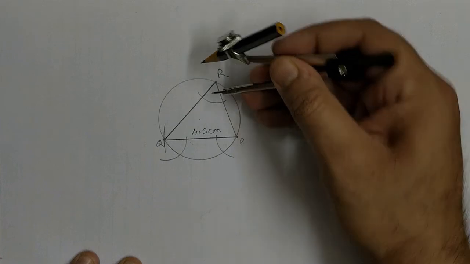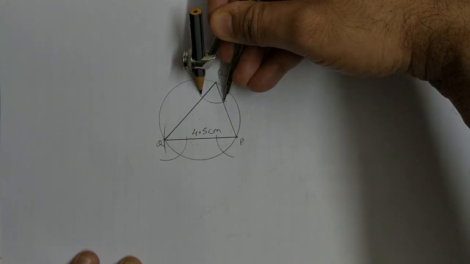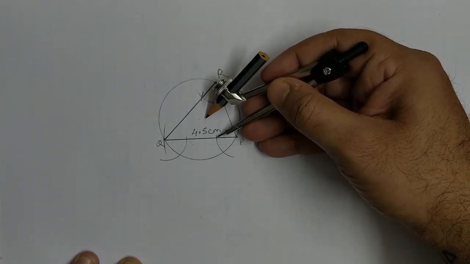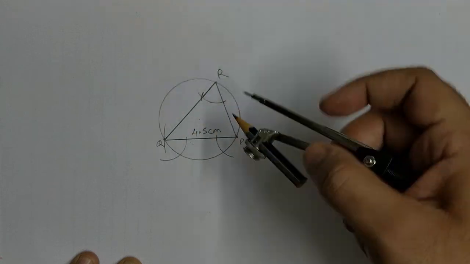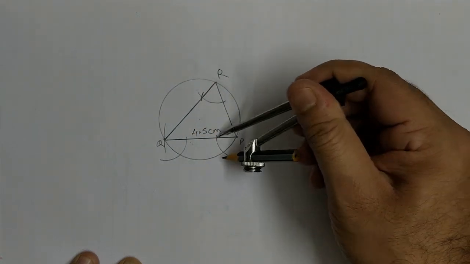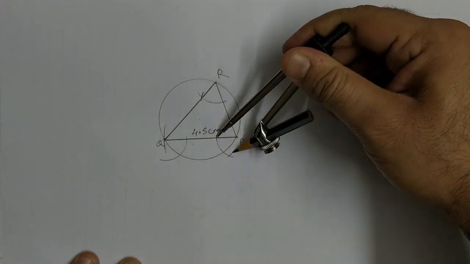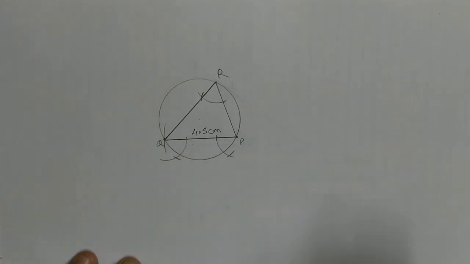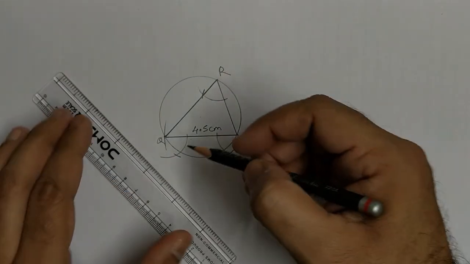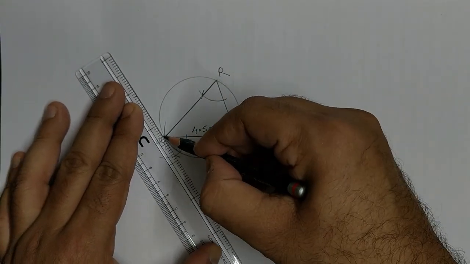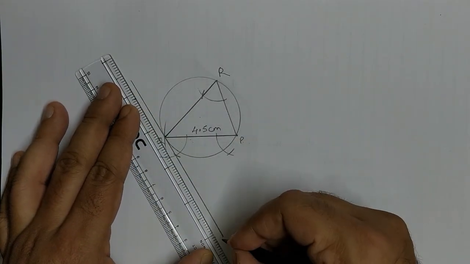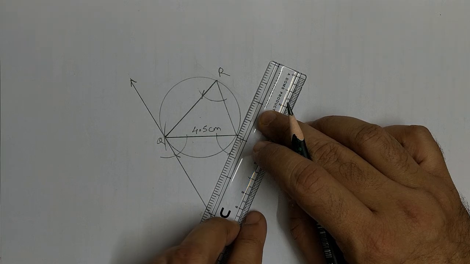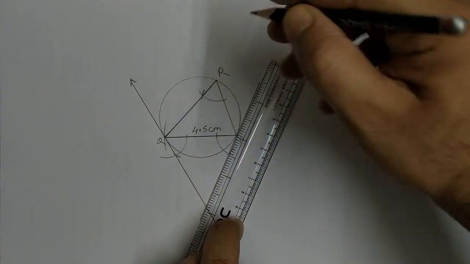Now I have to measure this particular angle. With the same measure, from this particular point I'm cutting an arc. From this point too, I'm cutting an arc with the same measure. Now when you join Q and the arc, we get the first tangent, and when you join P and the arc, we get the second tangent.